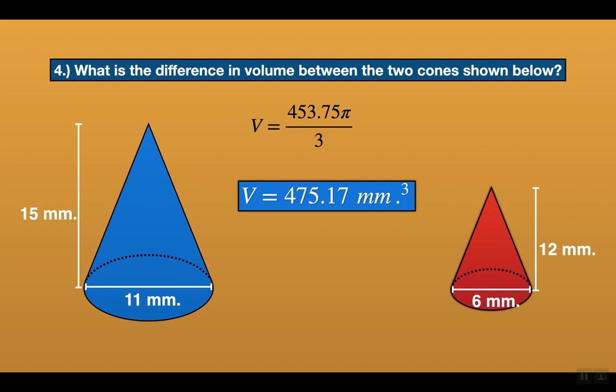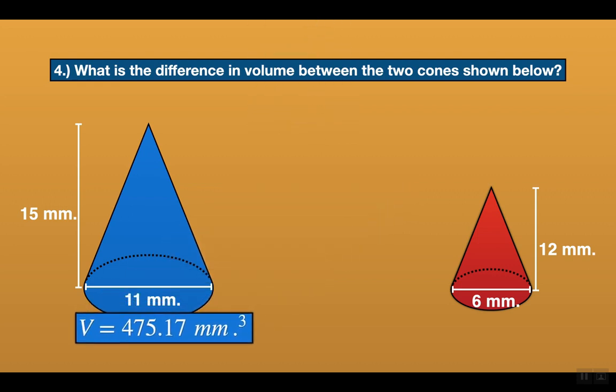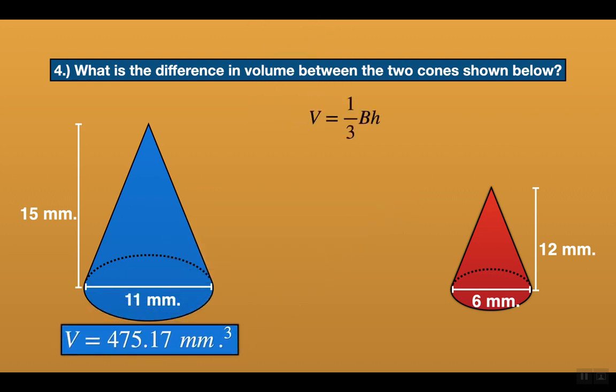Now let's follow the same steps for the red cone. Again, we start with our formula, and we're going to substitute that capital B with pi r squared because the base is a circle. Now, again, they give us the diameter. The diameter of the red cone is 6, so we have to divide it by 2 in order to get the radius. That means that the radius is 3. So let's substitute the radius and the height into the formula.